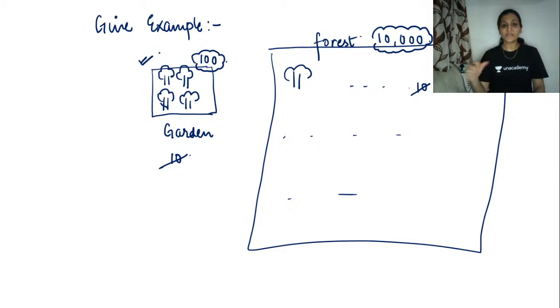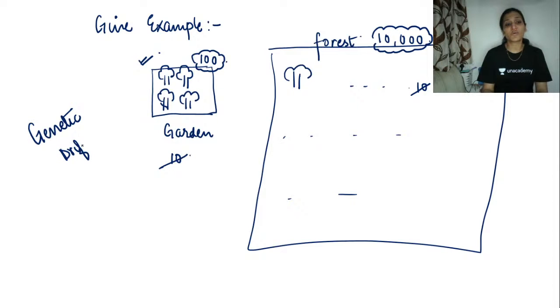If there are 100 trees and 10 are gone, you can observe the change. And if there are 1000 trees and 10 are gone, you cannot observe the change. So this is the concept of how genetic drift will be seen. Genetic drift is seen in a small population. Always remember, genetic drift is seen in a small population. Never forget this.